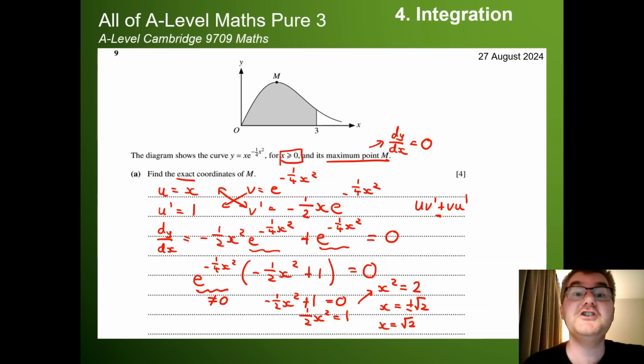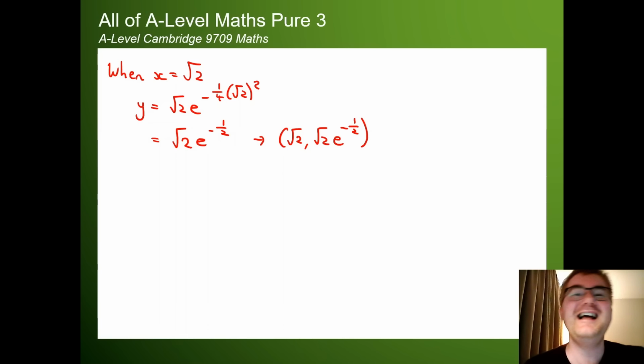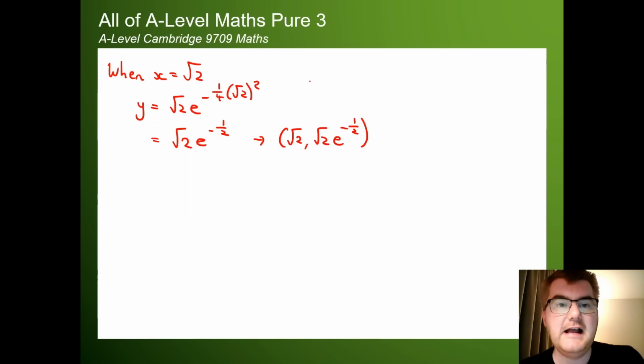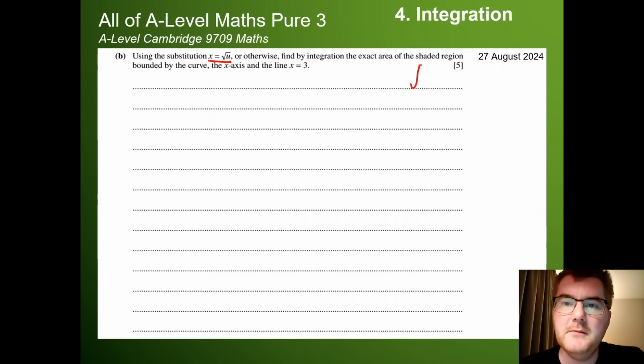However, the integration is coming. Again, as soon as you see an area under a curve, you know it's on its way. And now we need to use the substitution x equals root u, so that's quite useful that we're given the substitution, or otherwise, find by integration the exact area of the shaded region bounded by the curve, x-axis and the line x equals 3. Okay, so we're already given the limits here between 3 and 0. That's nice. And we need to put in our function.